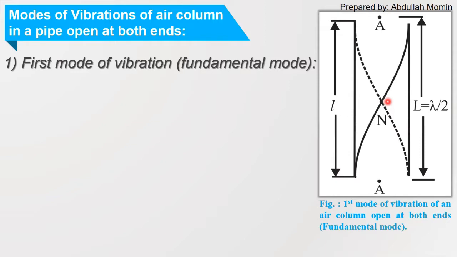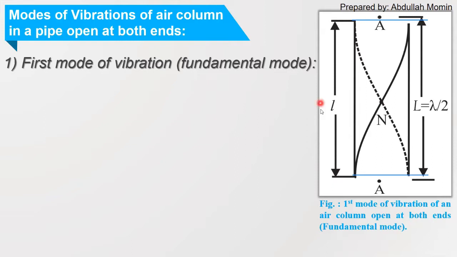But we all know that the antinode is not formed exactly at the open end. It will form beyond a certain distance after the open end of the pipe, and that distance between the open end of the pipe and the antinode is called end correction.